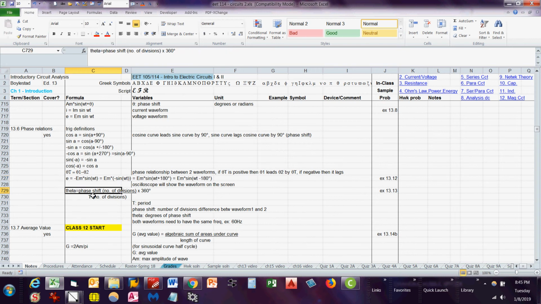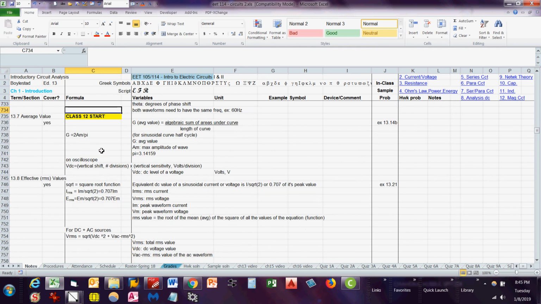So theta is the phase shift. It's not the number of divisions. If you're looking at it like an oscilloscope, it shows the waveform on the screen. Theta is the number of divisions of the shift between the two waveforms divided by the number of divisions in the period times 360. T is the period. Phase shift is the number of divisions between the two waveforms. Theta is the degrees of phase shift. Both waveforms need to have the same frequency. Example would be 60 Hertz.